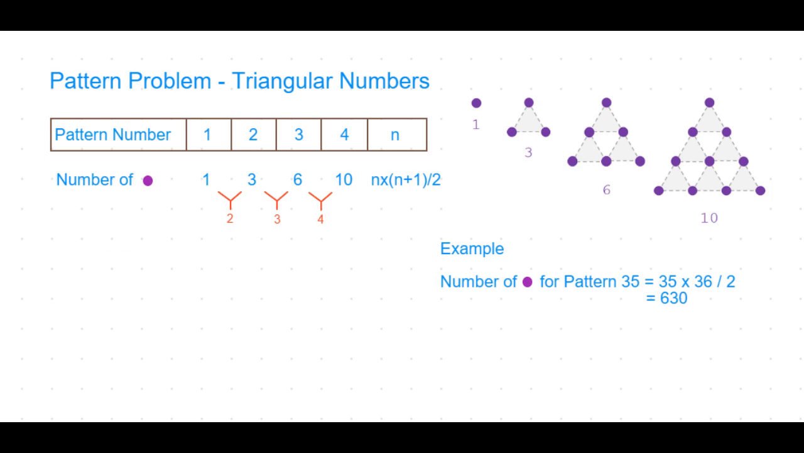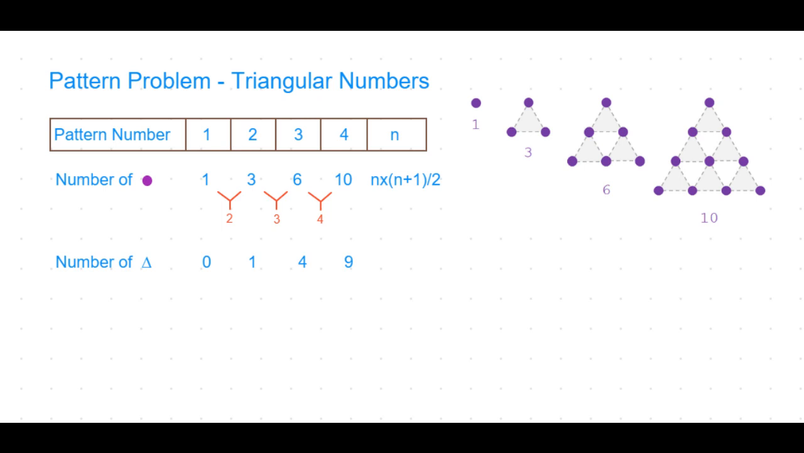Now, in this same pattern, let's look at the number of triangles. The first pattern does not have any triangle, 0. The second pattern has 1 triangle. The third pattern has 4 triangles. The fourth pattern has 9 triangles. Look at this: the increase is not 1, 2, 3, 4. The increase is 1, next is 3, next is 5. So it increases in odd numbers.